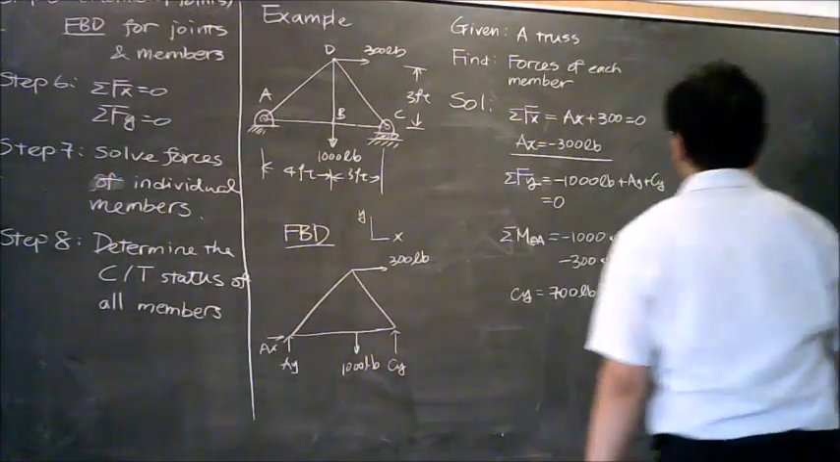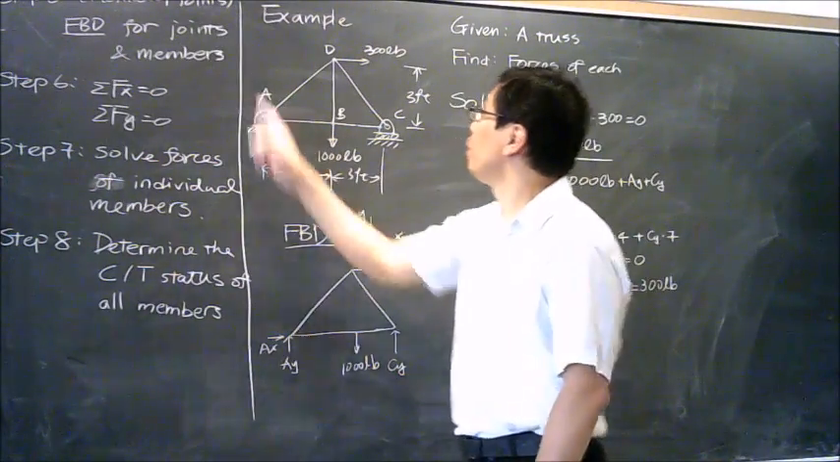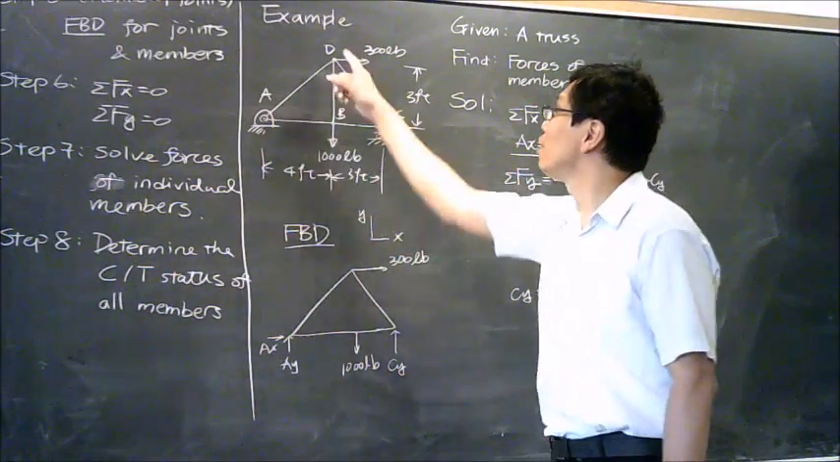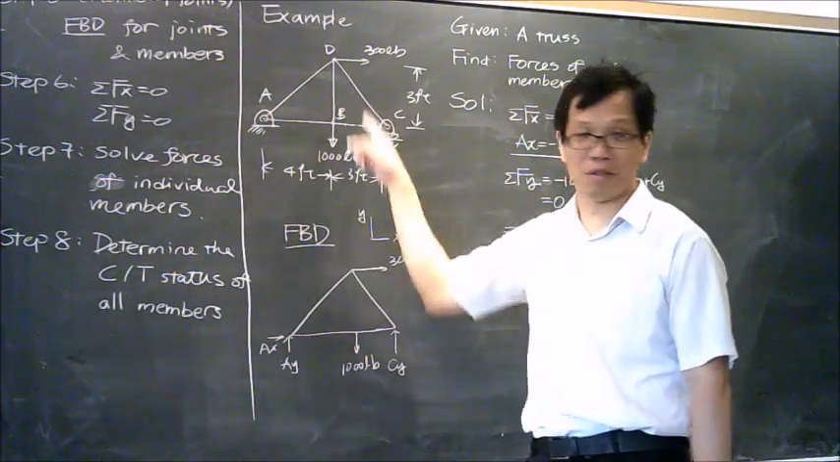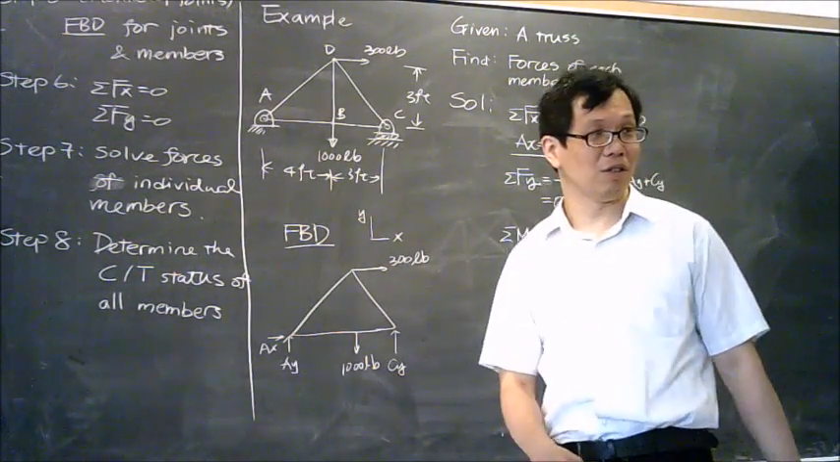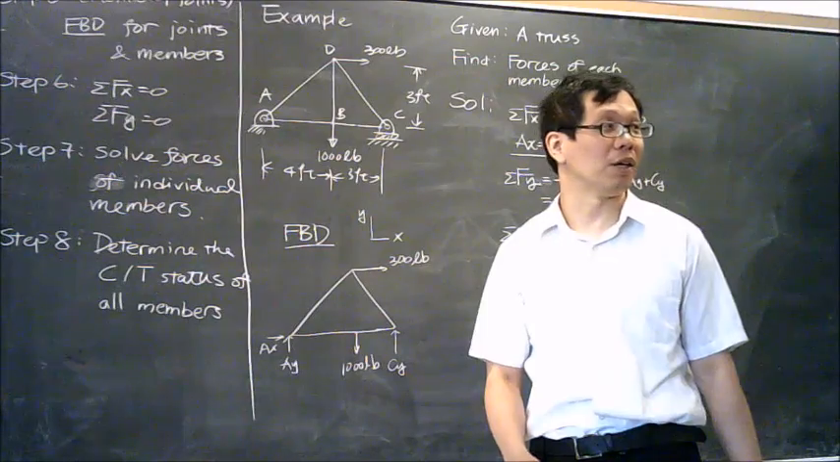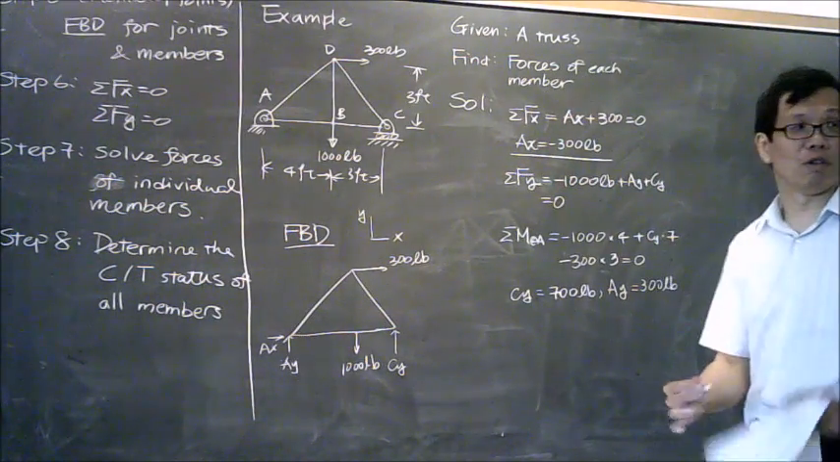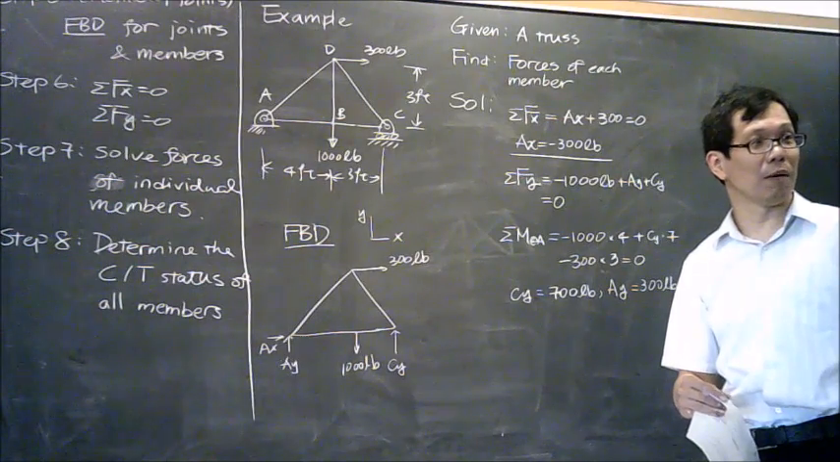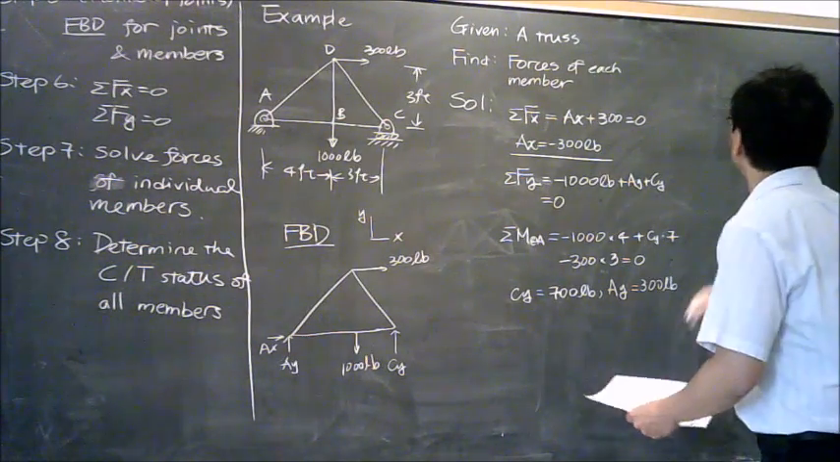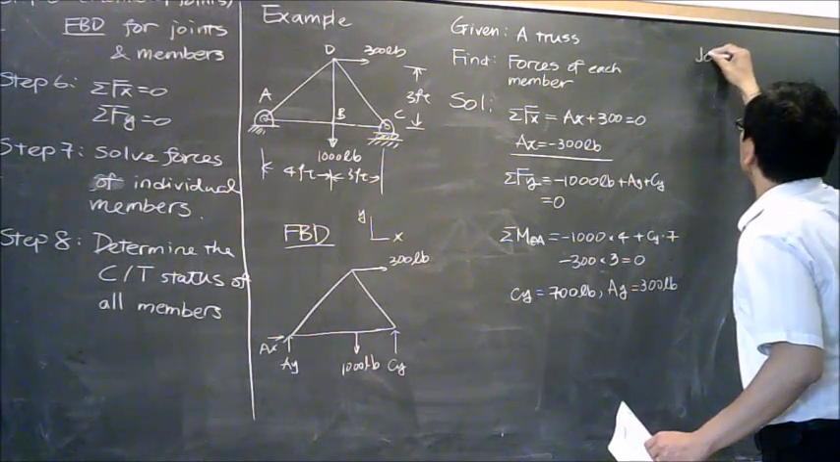Okay. Now I'm going to count how many joints I have here. 1, 2, 3, 4. So I need to solve for 3 joints and use another one to verify whether my answer is correct or not. So I'm going to do 4 times, but you actually just need to do 3 times. You should be able to find all the numbers. I'll show you why. Let's do joint A.